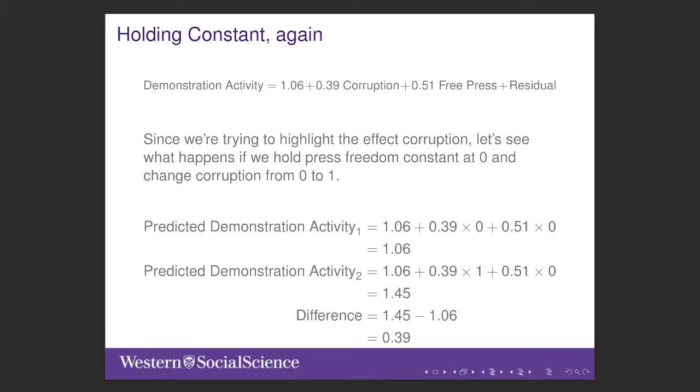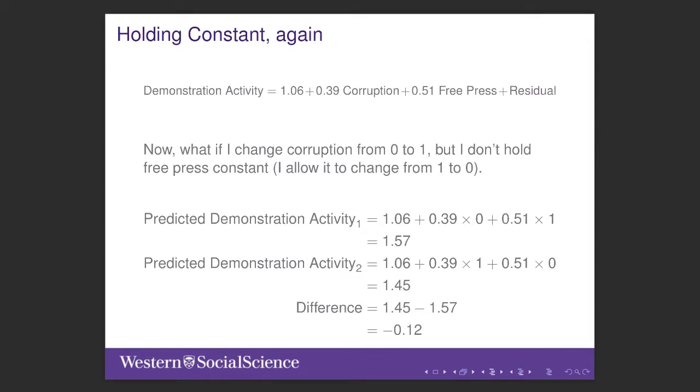Let's try to figure out the effect of corruption by calculating two predictions, changing corruption's values from 0 to 1, holding free press constant at 0. This gives us two predictions, 1.06 when corruption equals 0, and 1.45 when corruption equals 1. Notice that the difference here is 0.39, which is just the coefficient on the corruption variable.